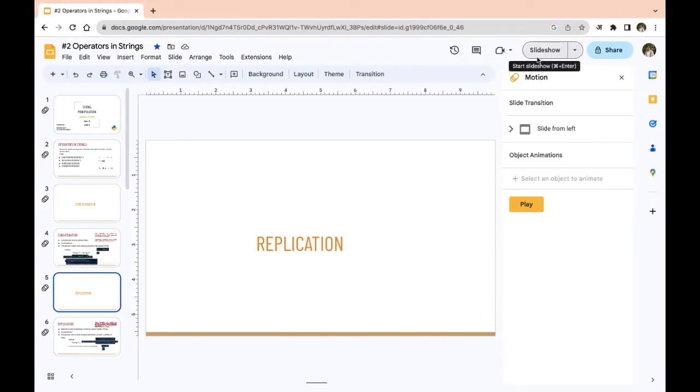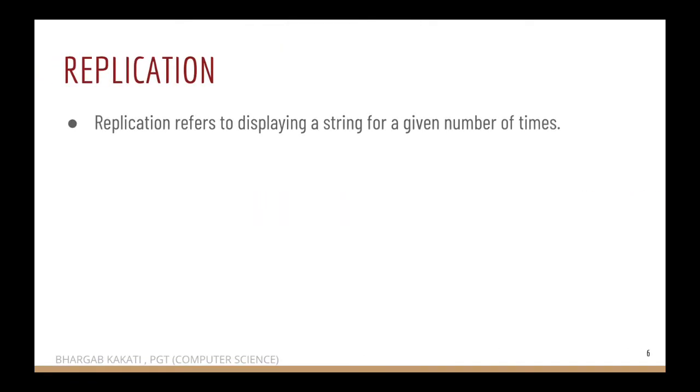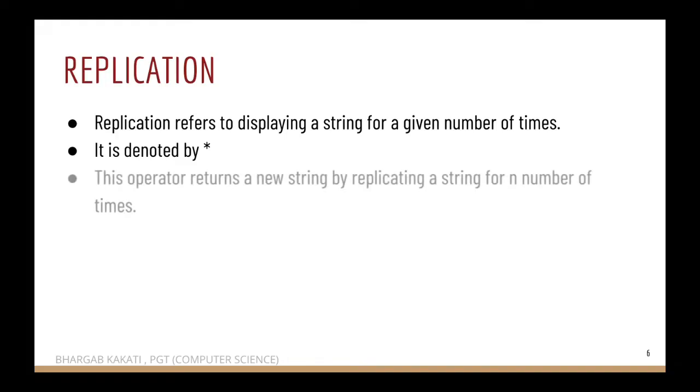So let us go to the next type of operator in strings, that is the replication operator. Now let us try to understand the meaning of the word replication. Replication refers to displaying a string for a given number of times. So if we want to repeat a string for n number of times, we will use the replication operator in strings. It is denoted by the multiplication operator. This operator returns a new string by replicating a string for n number of times.